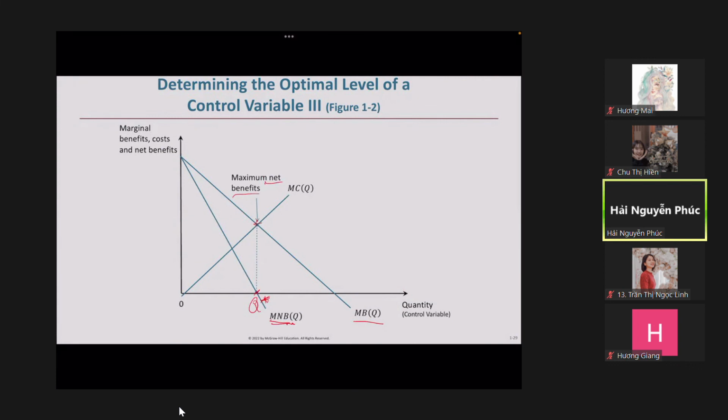And the marginal net benefit essentially can turn negative if the firm produces too much. For example, at this point, which is Q1, which is greater than Q star, you can see that it will give the firm a negative marginal net benefit, which means they have a loss if they produce much more than the optimal quantity.